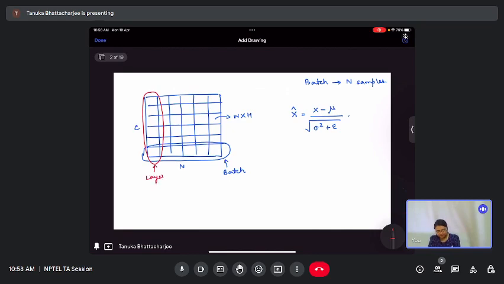So for n different data samples, you have n different values of mu and sigma, and you compute those mu and sigma by considering all the channels of W cross H matrices of that particular data point. That is called layer normalization.